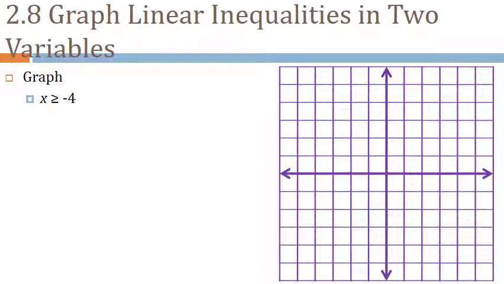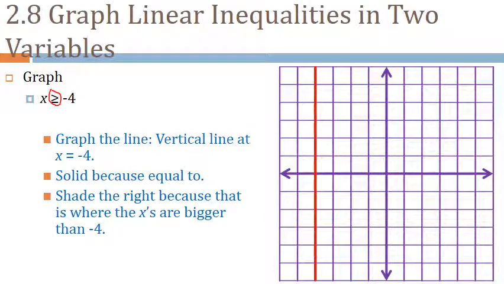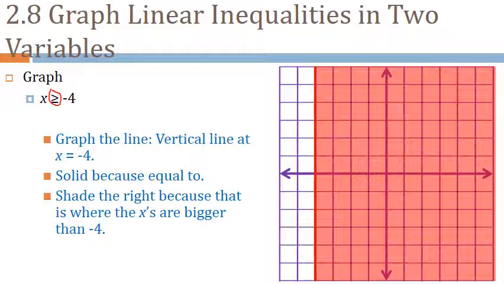So let's try graphing x is greater than or equal to negative 4. Start by graphing the line x equals negative 4. That's a vertical line that goes through negative 4. And it's solid because the original inequality is greater than or equal to. And then we need to shade. We need to shade to the right because that's where the x's are bigger than negative 4. And that's our graph.